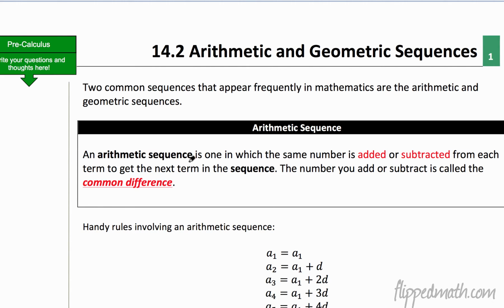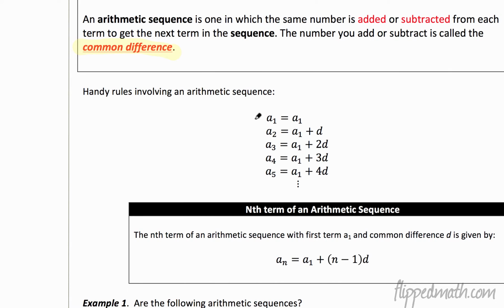Basically, an arithmetic sequence is one in which the same number is added or subtracted from the term to get the next term in the sequence. So basically, you keep adding a number again and again and again. The number you add or subtract is called a common difference. This makes sense. This vocabulary, common, means it's the same for all, and a difference, the difference between the two terms.